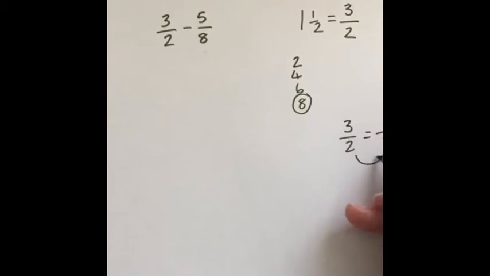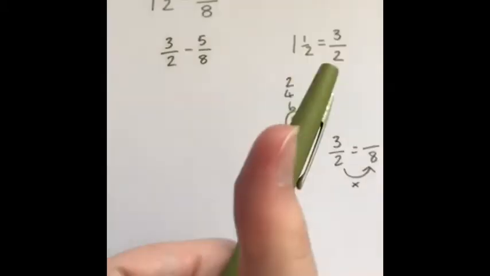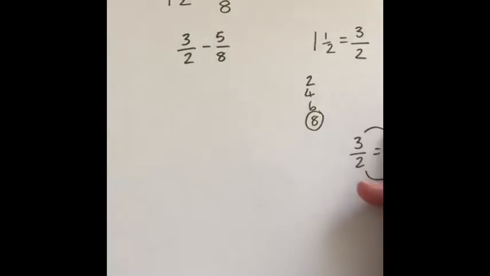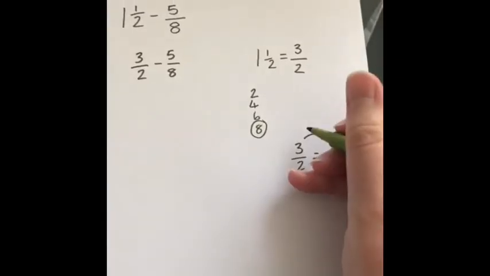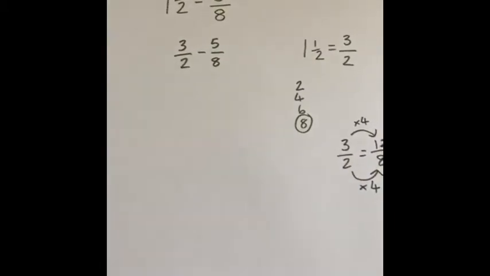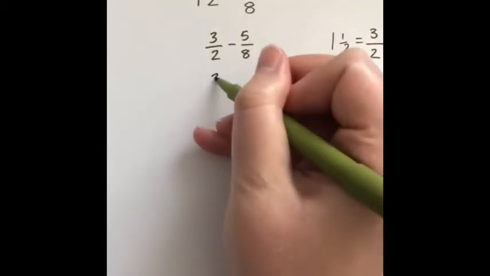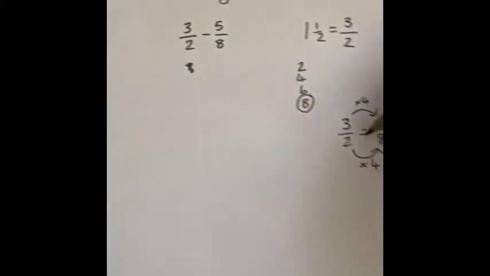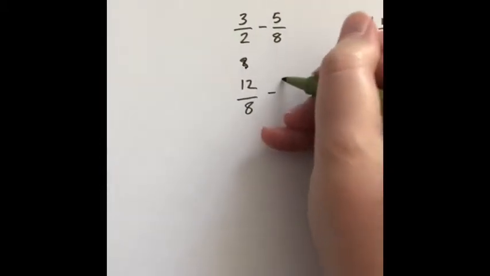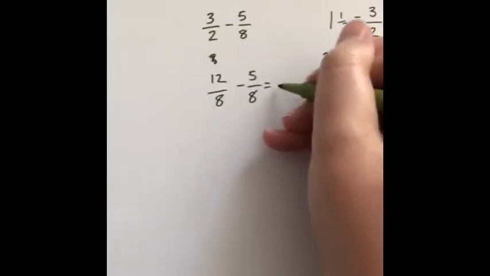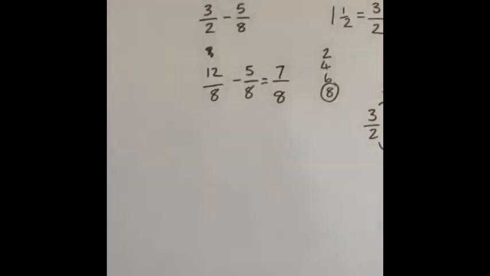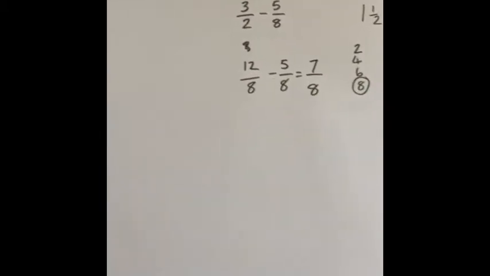So I've got to think, what do I do to my 2 to get to 8? 2, 4, 6, 8. I've multiplied it by 4. Whatever I've done to my denominator, I need to do to my numerator. So 3 times 4 is 12. So I've now got my 1 1/2 has changed to 12/8. So 12/8, take away my 5/8, which stays the same. Denominator stays the same, 12 take away 5 is 7. So our answer is 7/8.